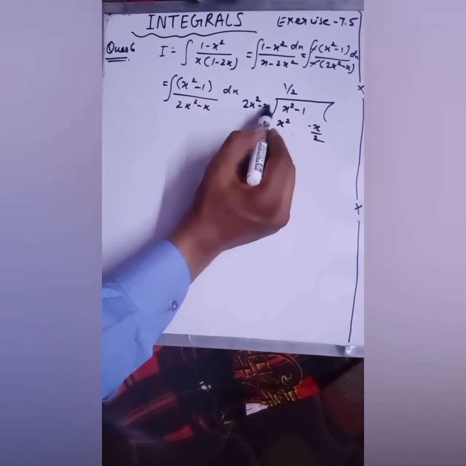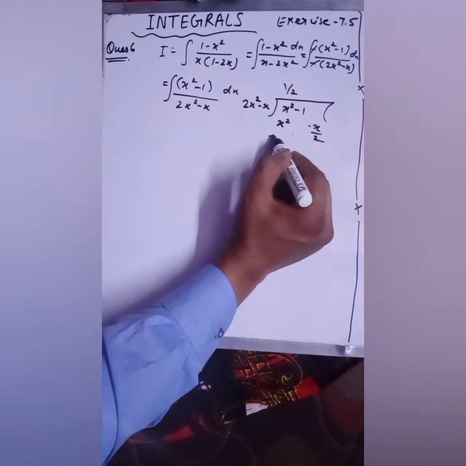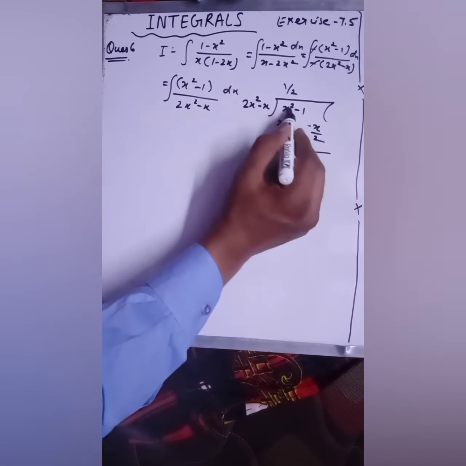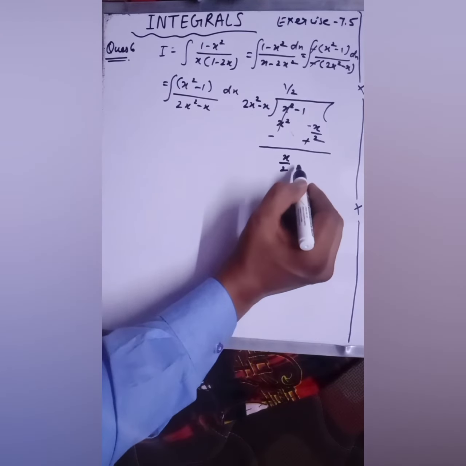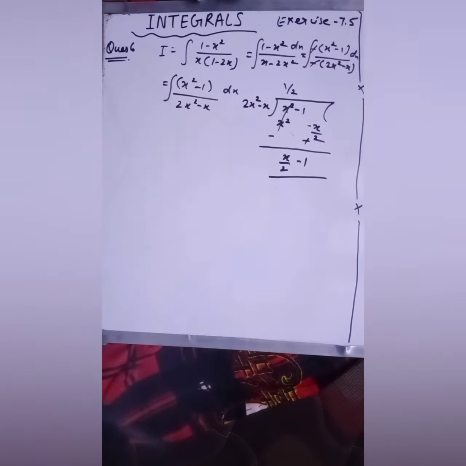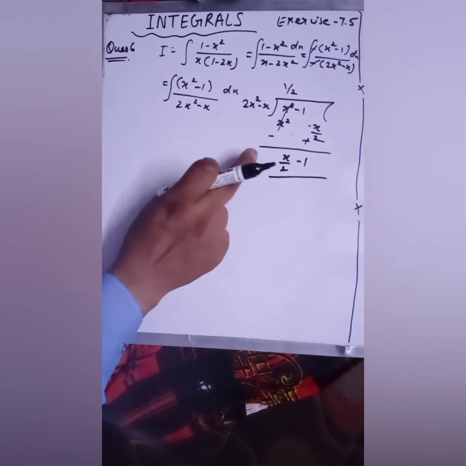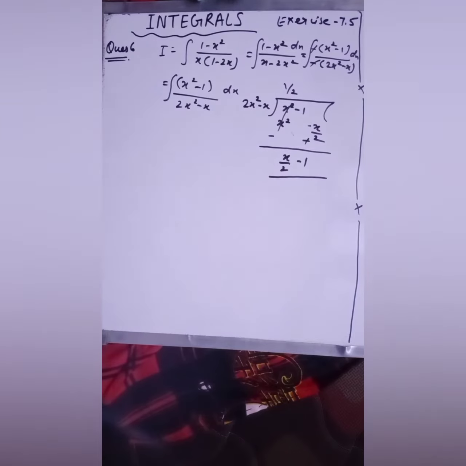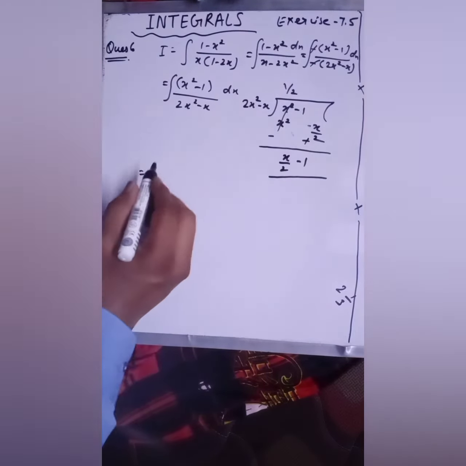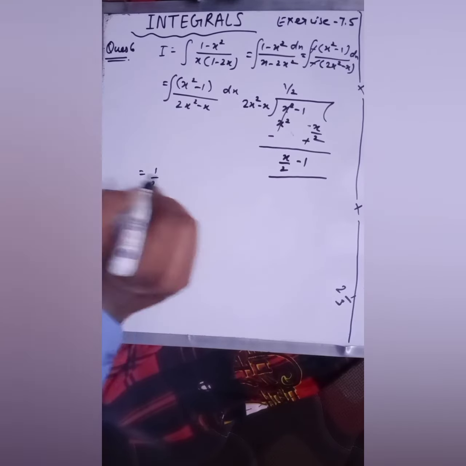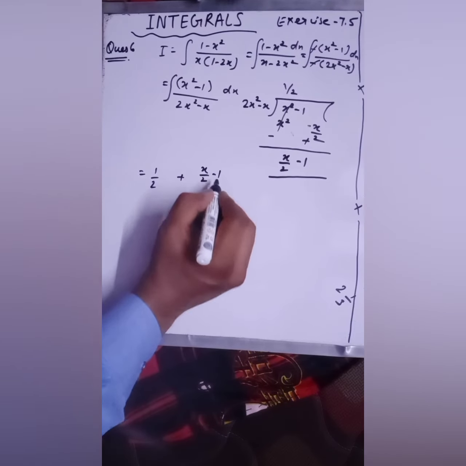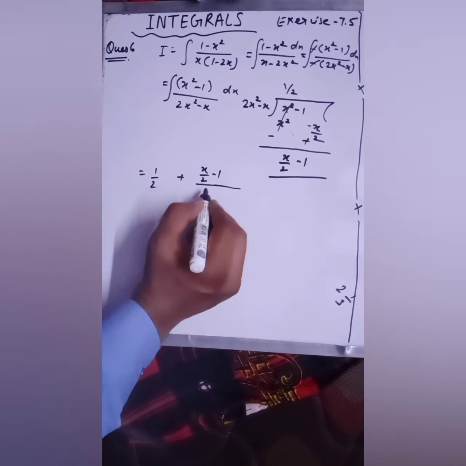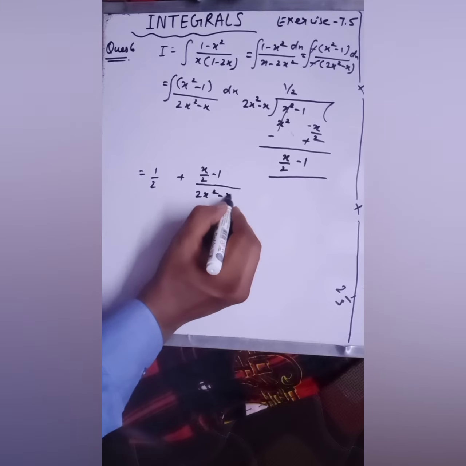Okay, when you multiply this x by half, you will get this one. Now you just have to change the sign. This x square and x square will cancel out, and here you will get x by 2 minus 1. Okay, so in the next step, how can we write this? See, after solving this, you can write this like this: half plus remainder part over 2x square minus x.